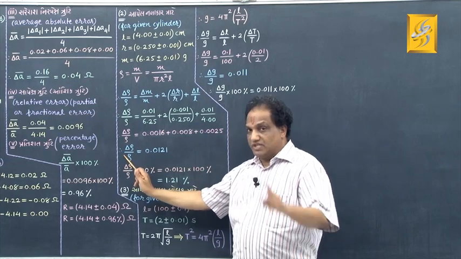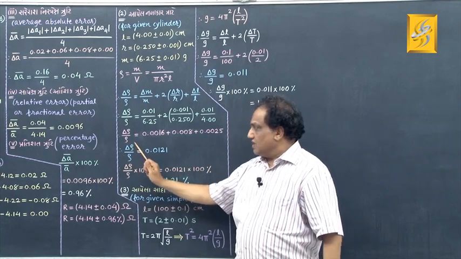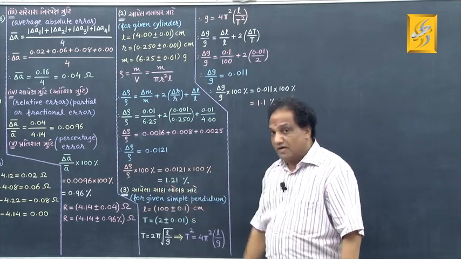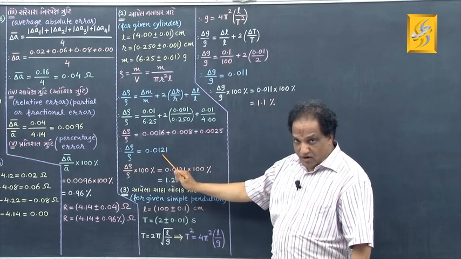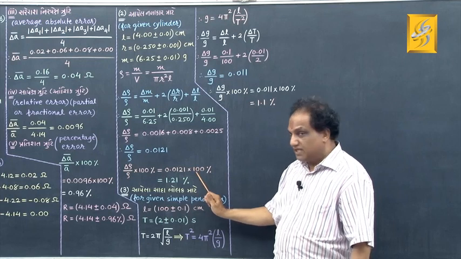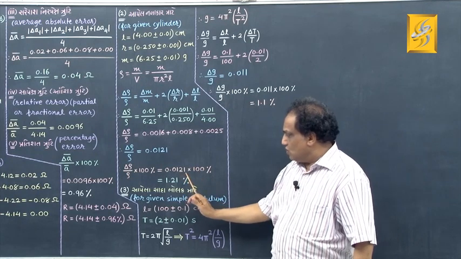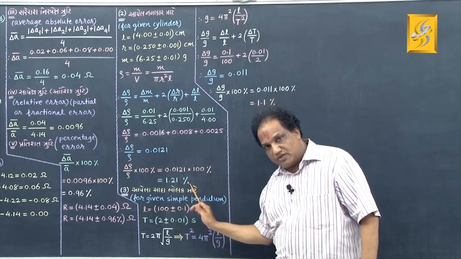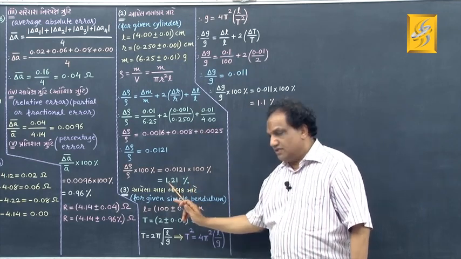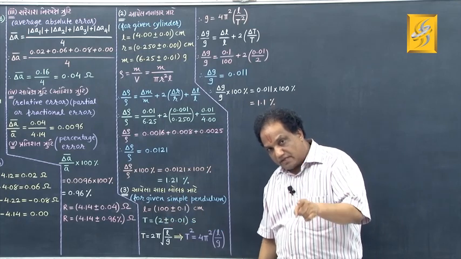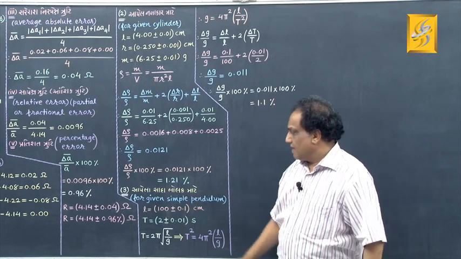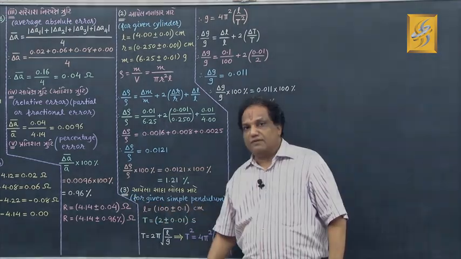But now we want the percentage error in the density. So this relative error must be multiplied by 100%. When you multiply this value by 100%, it will give you 1.21 percent. Okay. So in the present measurement, this much is the percentage error in the measurement of density of the material of this given cylinder. Got it? Can we read now the statement of number 3?